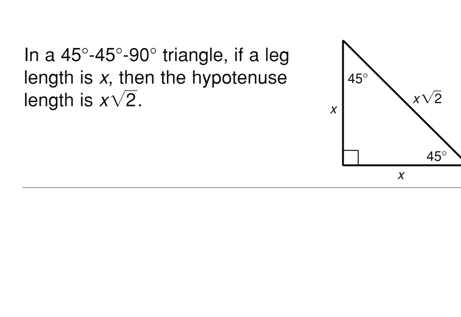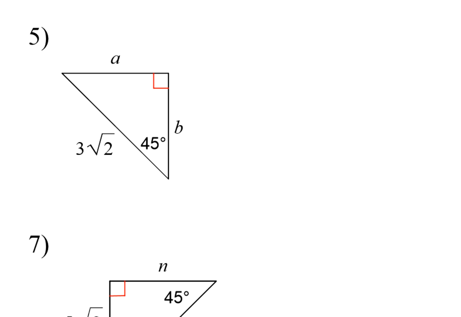This information is summarized with the following diagram. In a 45, 45, 90 degree triangle, if a leg length is x, then the other leg would also have to be x, because it's isosceles. And the length of the hypotenuse would have to be x times the square root of 2. So let's look at a couple examples of this.